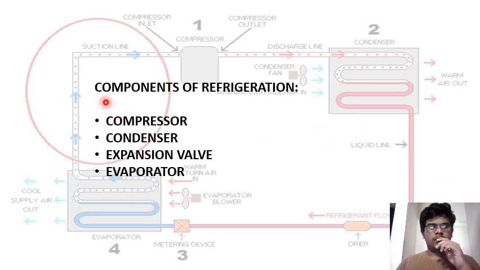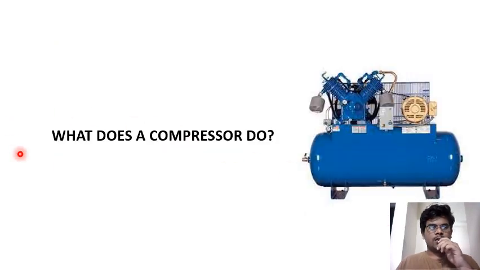So let's see what are the components of refrigeration. We have four basic components in a refrigeration system. First one is a compressor, second one is condenser, then expansion valve and evaporator. Let's see what a compressor does. A compressor is a device which converts a low pressure fluid into a high pressure fluid. It compresses the fluid inside it and then at the outlet we will get a high pressure fluid. That is what a compressor does.